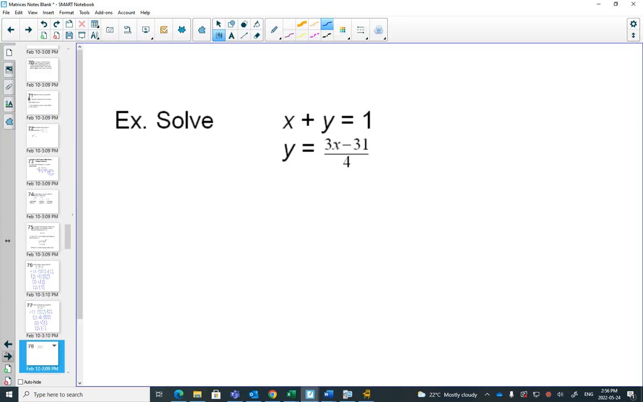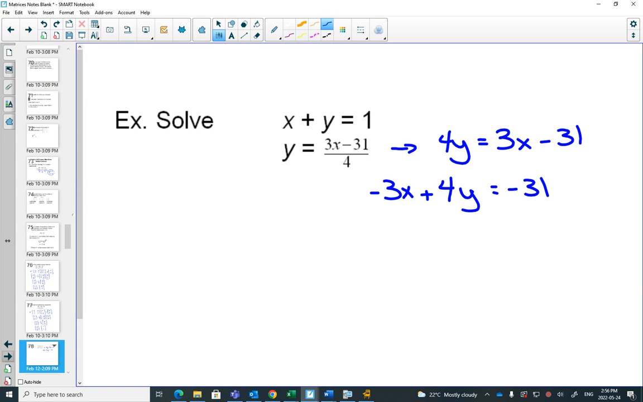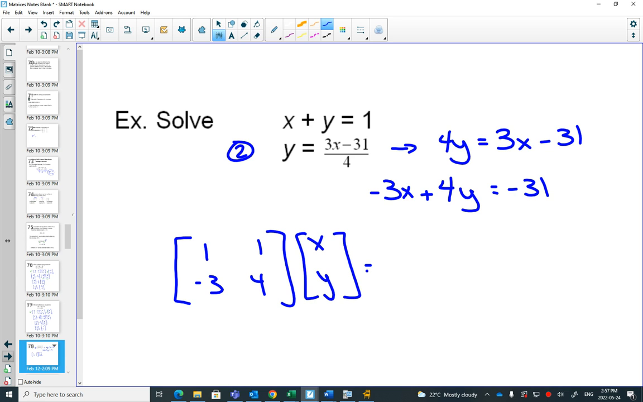Whew. Not the nicest equation. I would rearrange here. I would probably take equation 2, multiply both sides by 4, and move the 3x over. So I've taken equation 2 and done some rearranging. Now that I've rearranged it, I can write my coefficients matrix, 1, 1, negative 3, 4, times my variables matrix, equal to 1, and now it's negative 31. Yes?